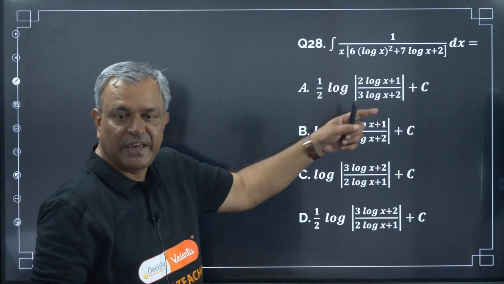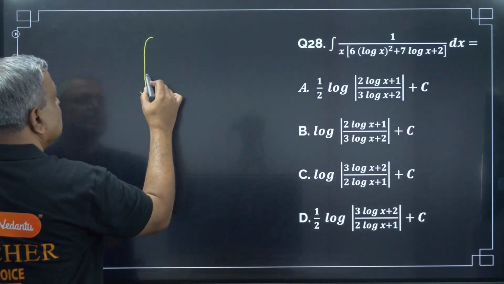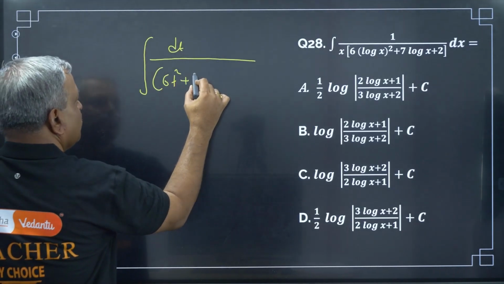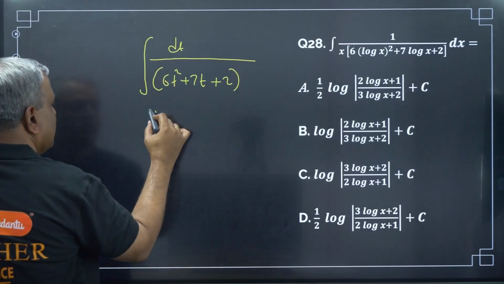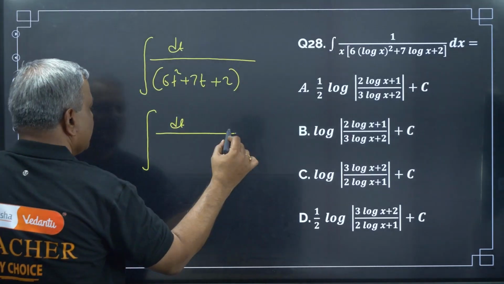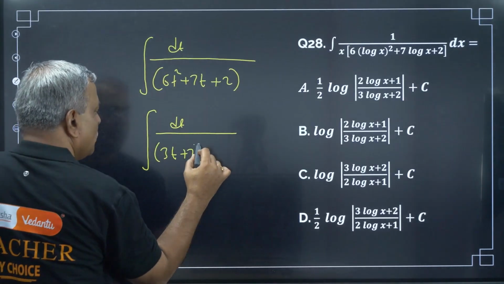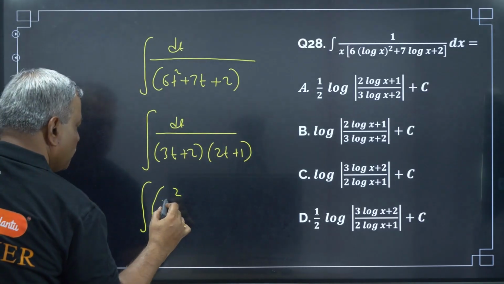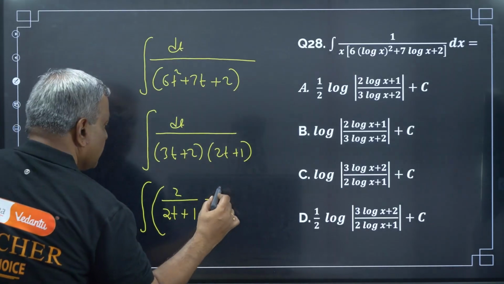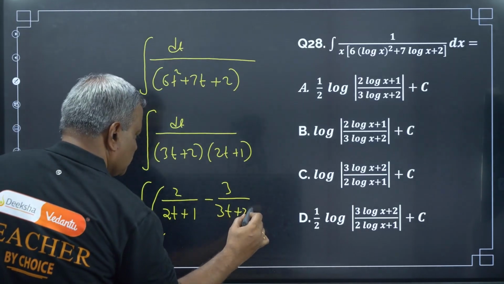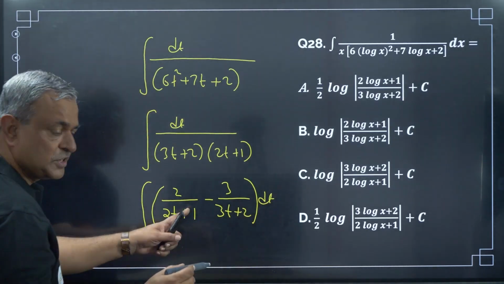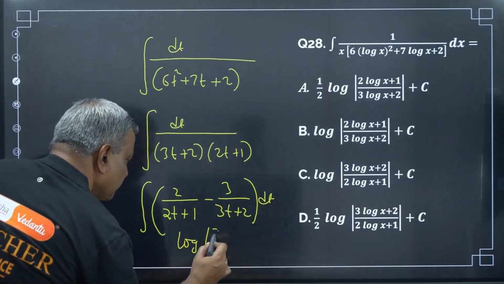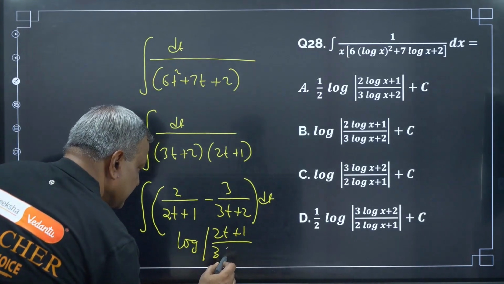So log x equal to t. So this will give you dt by 6t square plus 7t plus 2. If you do the factors, dt by the factors will be 3t plus 2 and 2t plus 1. If you do partial fractions, this will give 2 by 2t plus 1 minus 3 by 3t plus 2 dt. Okay, the derivative of 2t plus 1 is 2, the derivative of 3t plus 2 is 3. So directly you can get log of 2t plus 1 by 3t plus 2.